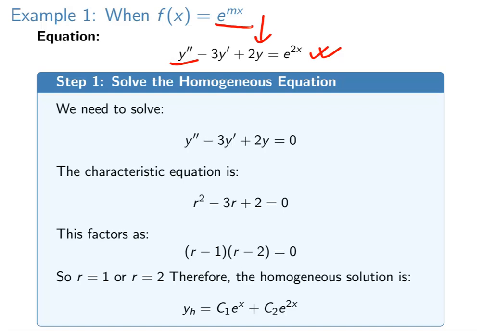So step number 1, solve the homogeneous equation. For that we need to solve y double dash minus 3y dash plus 2y is equal to 0. Now first we have to form the characteristic equation. So r square minus 3r plus 2 is equal to 0, and if we do the factorization, we get (r minus 1)(r minus 2) is equal to 0. So here r is equal to 1 and r is equal to 2, those are the two roots. Therefore the homogeneous solution will be yh is equal to c1 e to the power x plus c2 e to the power 2x. So here are the roots 1 and 2. So we got the CF, the complementary function.